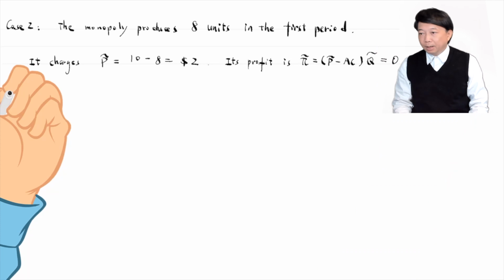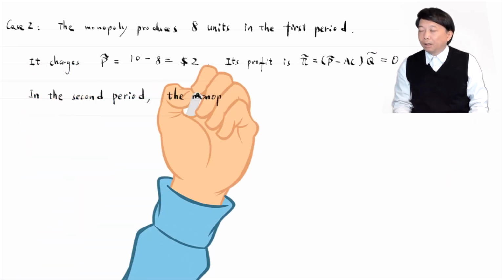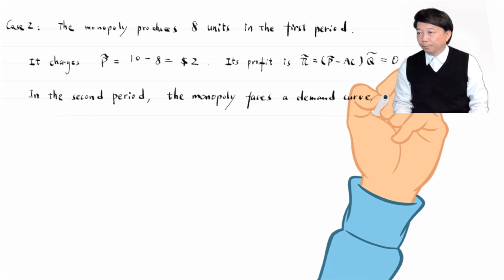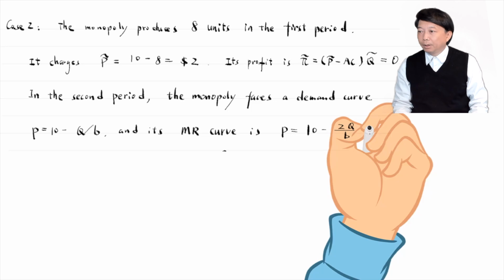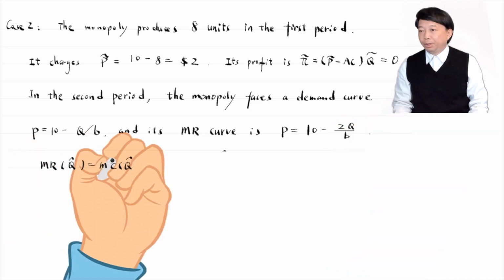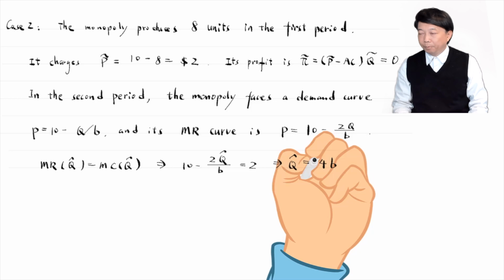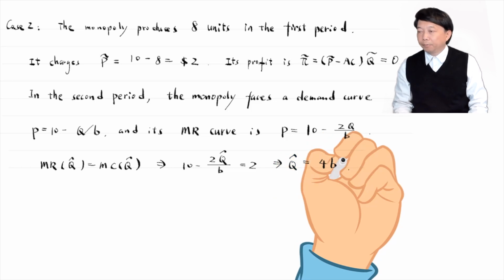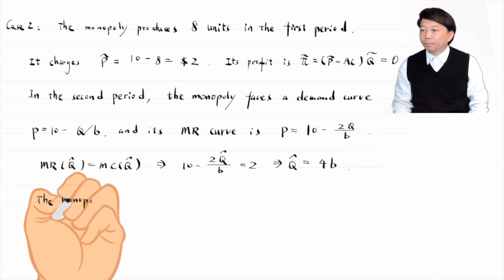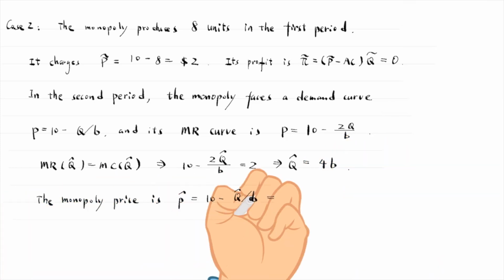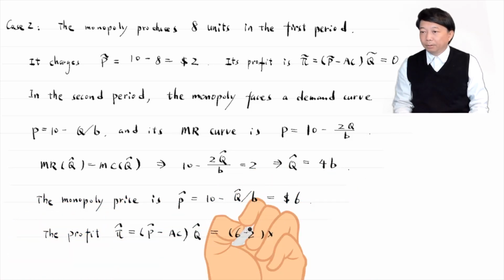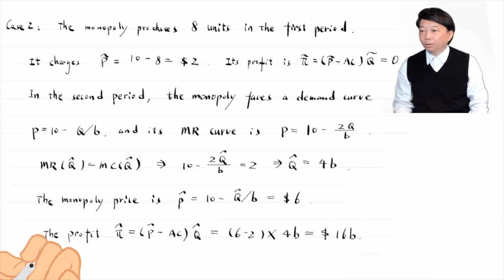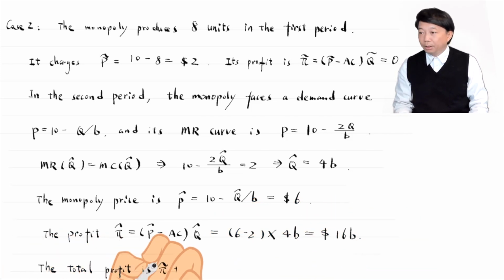We now consider the second period. It faces a demand curve that is flatter. Using marginal cost equals marginal revenue, we can obtain the profit maximizing output Q hat, 4B. The monopoly price is $6. The profit is 16 times B dollars. The total profit for the 2 periods is 16 times B dollars.